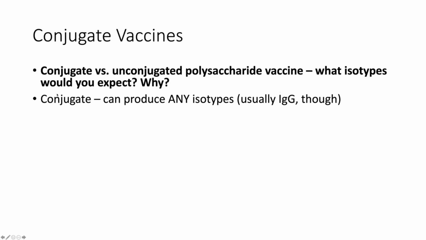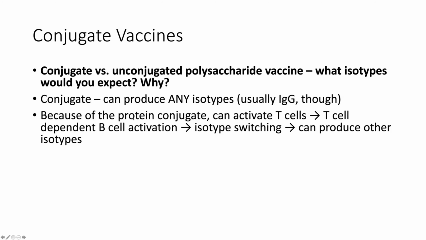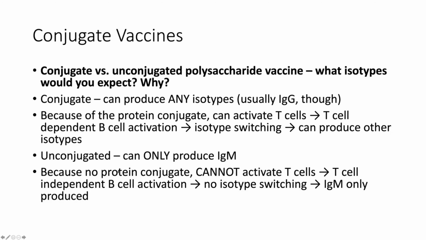Perfect. Yeah, exactly. So conjugate can make any isotypes. Usually it's IgG in this case, because you're injecting it into what eventually goes into their serum. And so an unconjugated polysaccharide vaccine, you can only produce IgM. That's because you don't have the protein conjugate, so you can't activate T cells. If you can't activate T cells, you have no isotype switching, and you'll only make IgM.